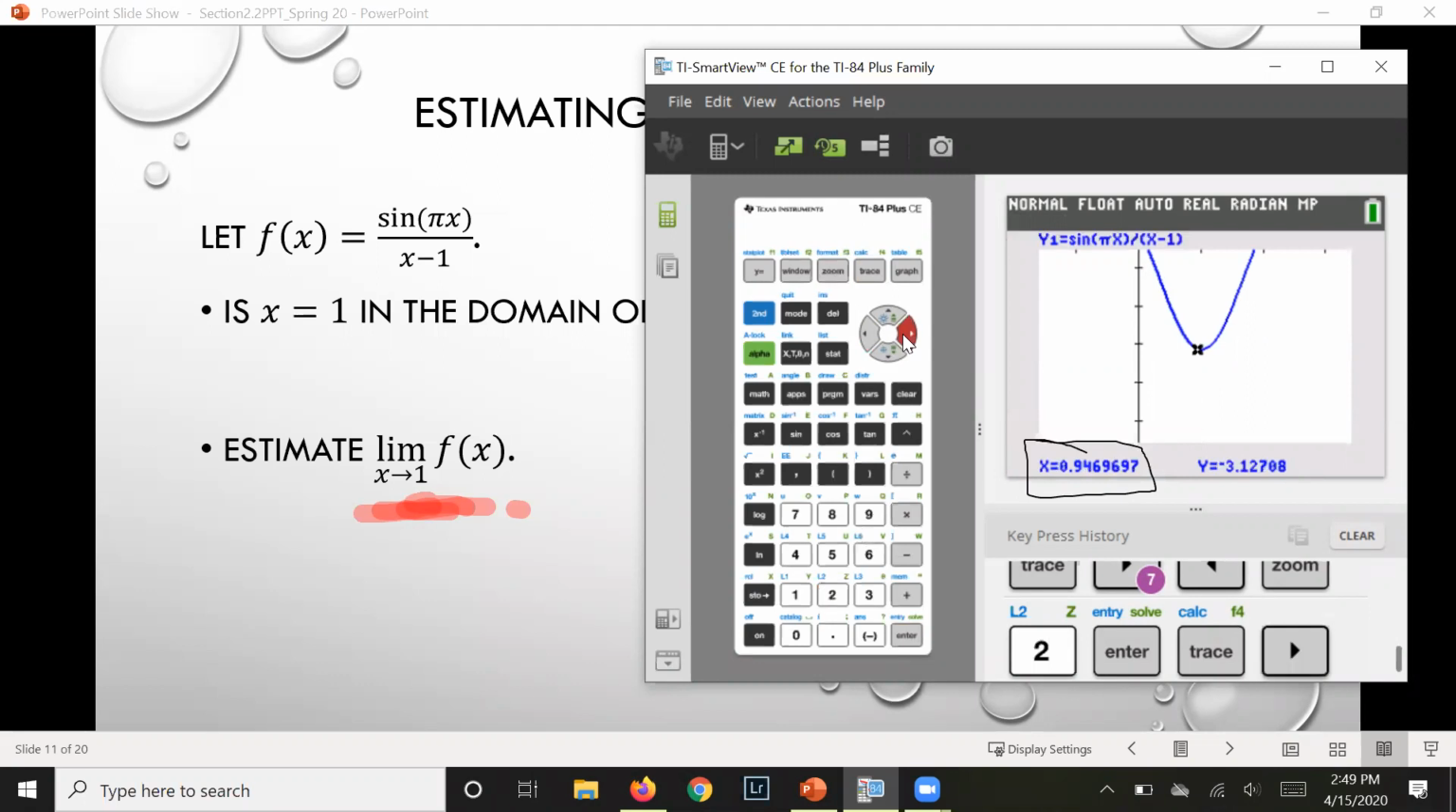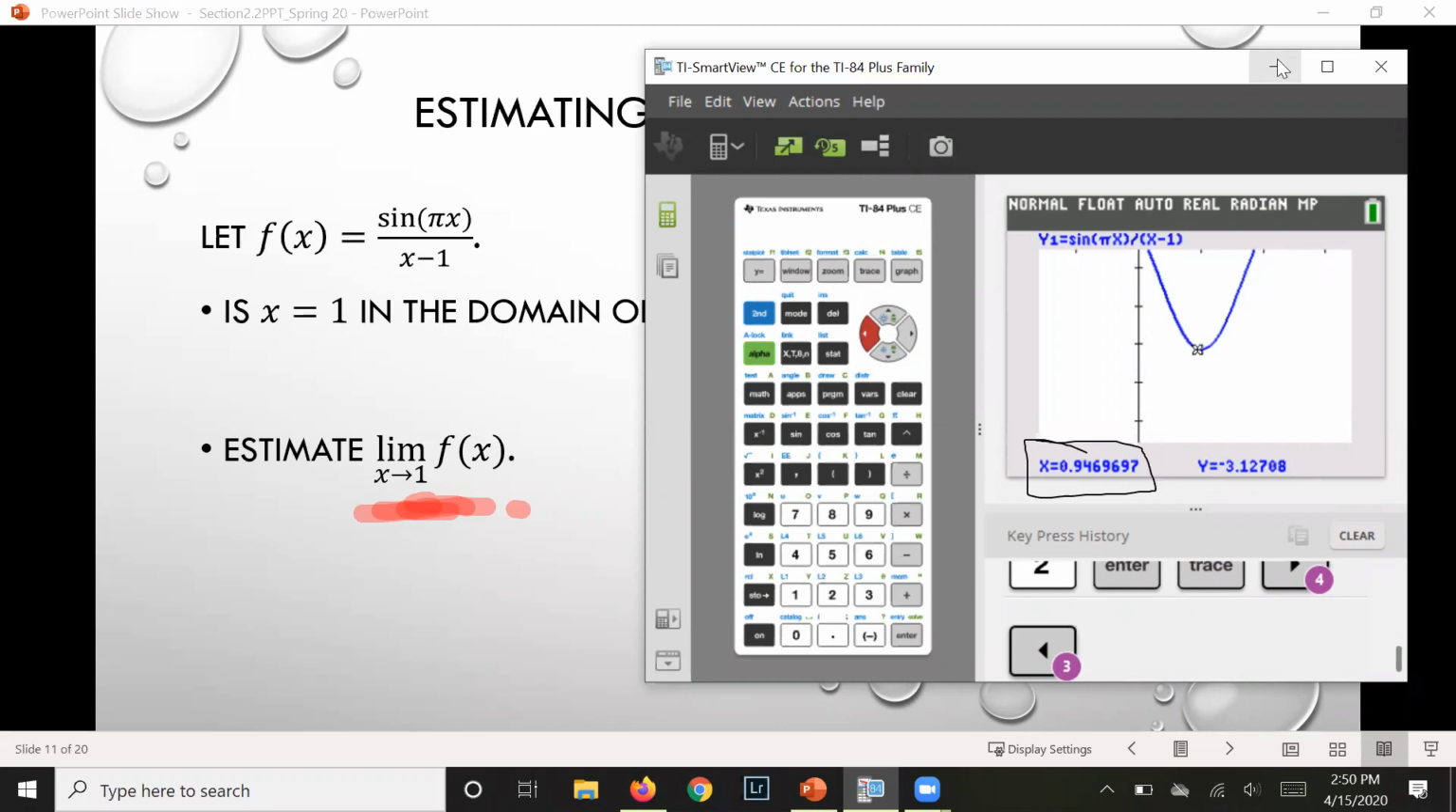And let's see, looks like a negative 3.12, maybe a negative 3.14, negative 3.139. Kind of hard to tell exactly what that value is that we're getting closer and closer to. And also note, again, 1 is not in the domain, so we can't just plug 1 into the function to see what we get as the output. That won't work for us.